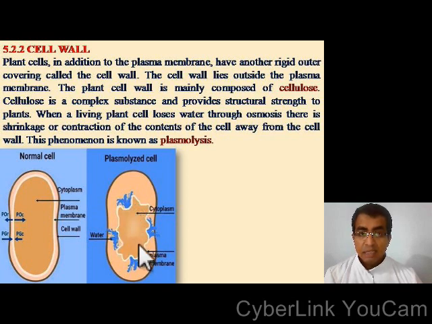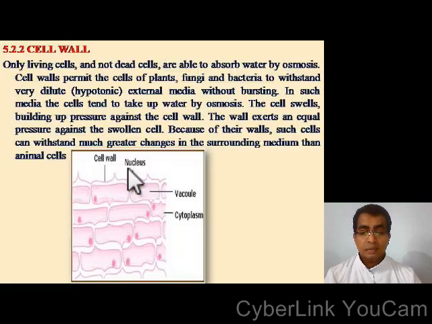So when a living plant cell loses water through osmosis, there is a shrinkage or contraction of the contents of the cell away from the cell wall, and this phenomenon is known as plasmolysis. This is a normal cell and this is a plasmolyzed cell. Only living cells and not dead cells are able to absorb water by osmosis.